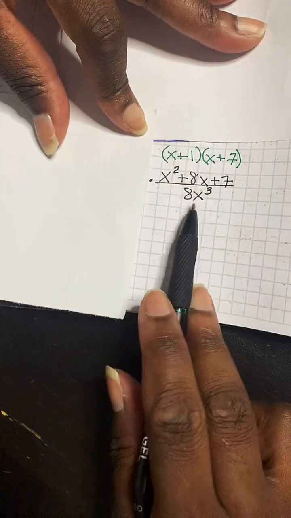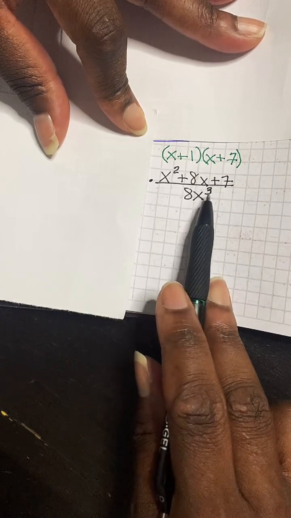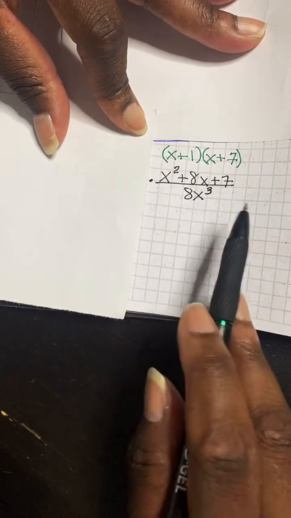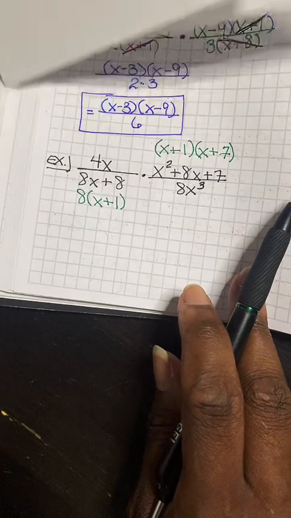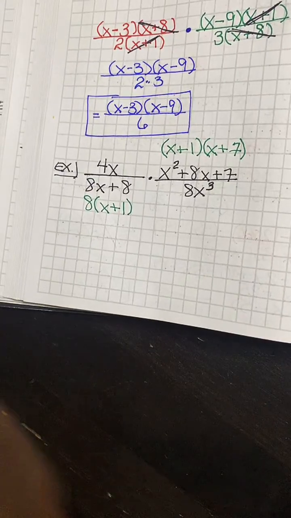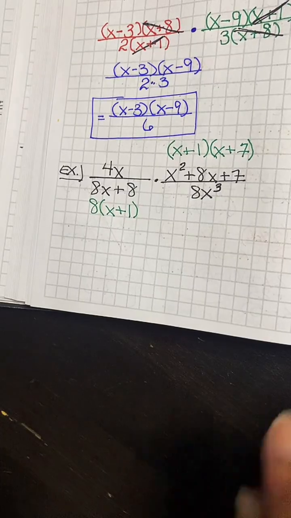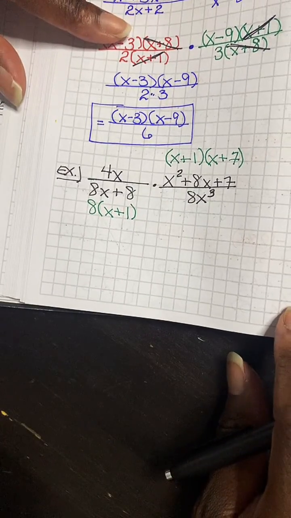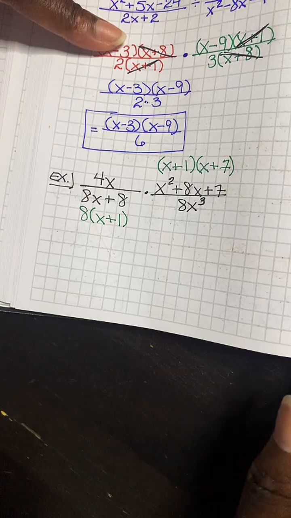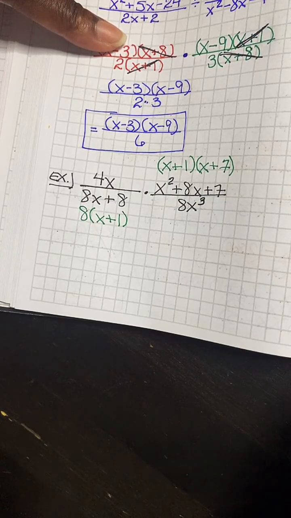Now, don't let that fool you. Right now, that's 8x cubed. That's a monomial, so we can't factor that out. But let's take a look at what's in green. Can we cancel something out? Okay, there you go. Just saying x plus 1.